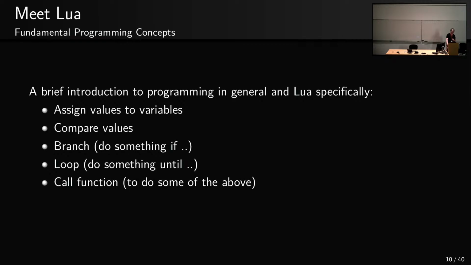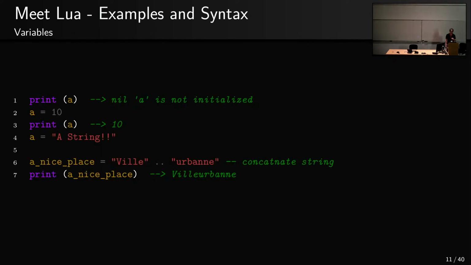So first, see how assigning values to variables works. In Lua, you can use any identifier. Here I use just a as a variable. And print would be a function here to just print the value of the variable. Initially, a is not initialized, so it prints nil. The second line, I assign 10 to a variable, and then I print it, and it shows 10.